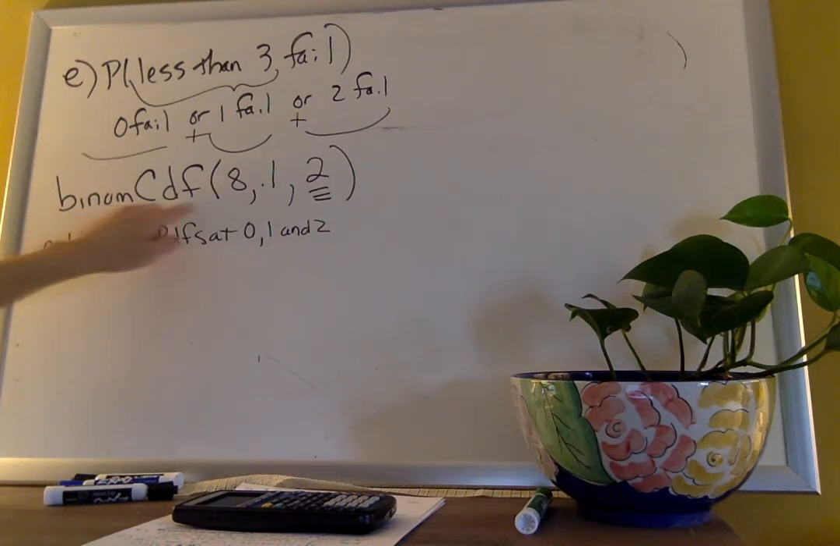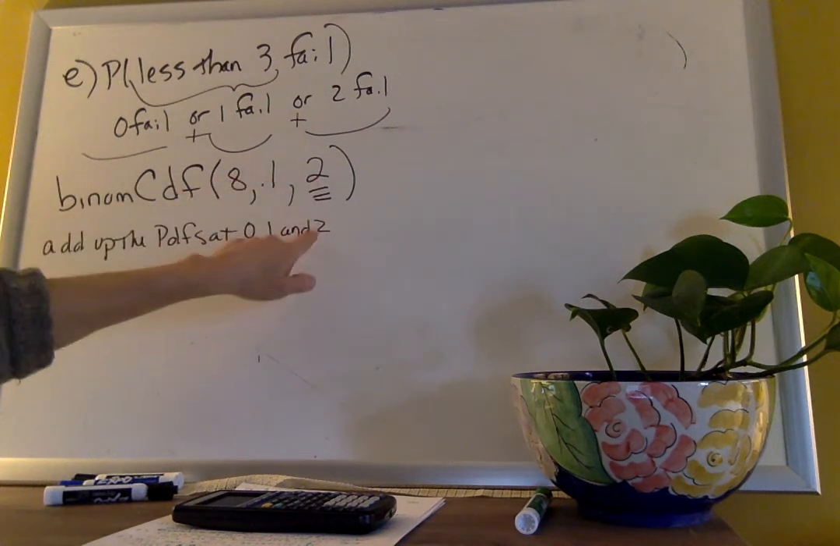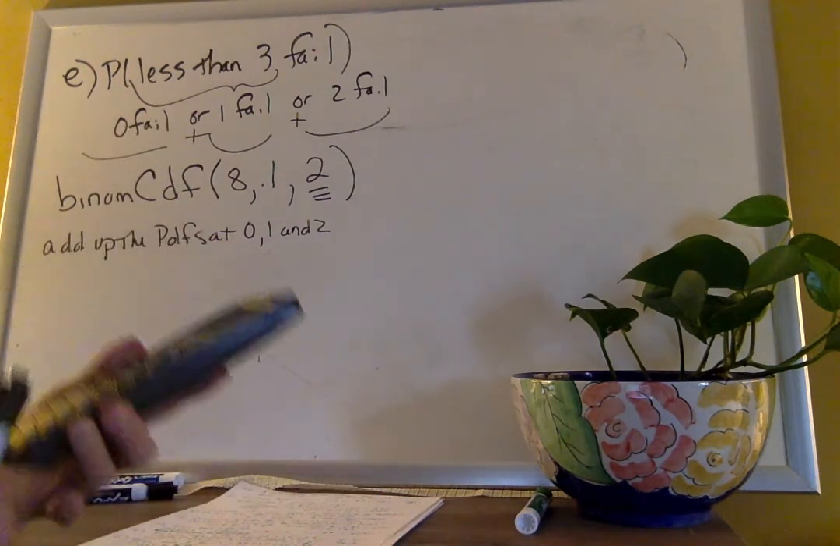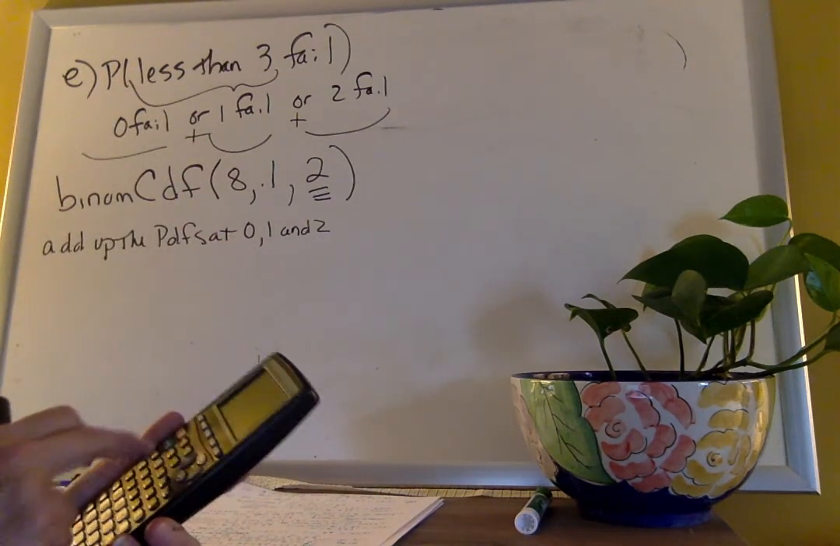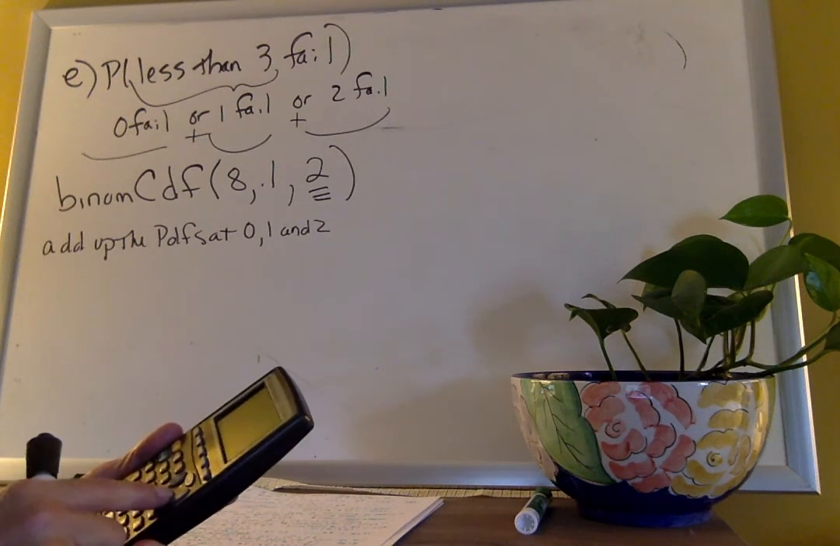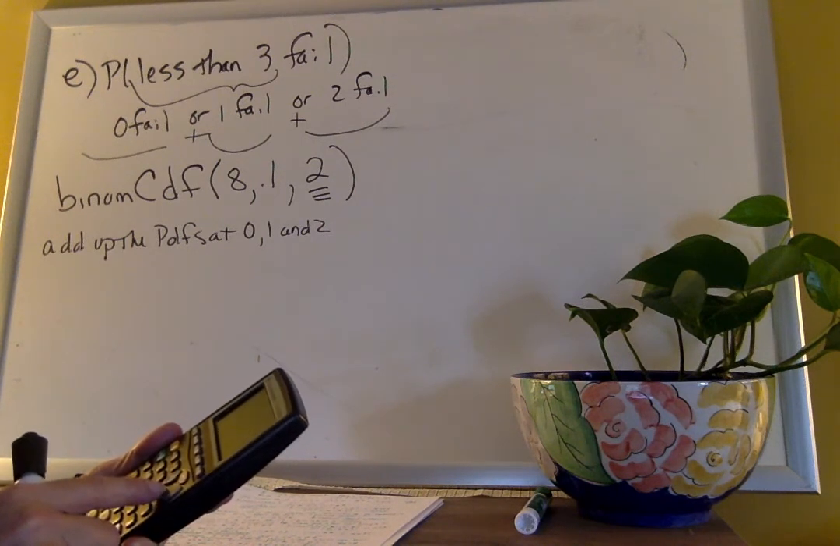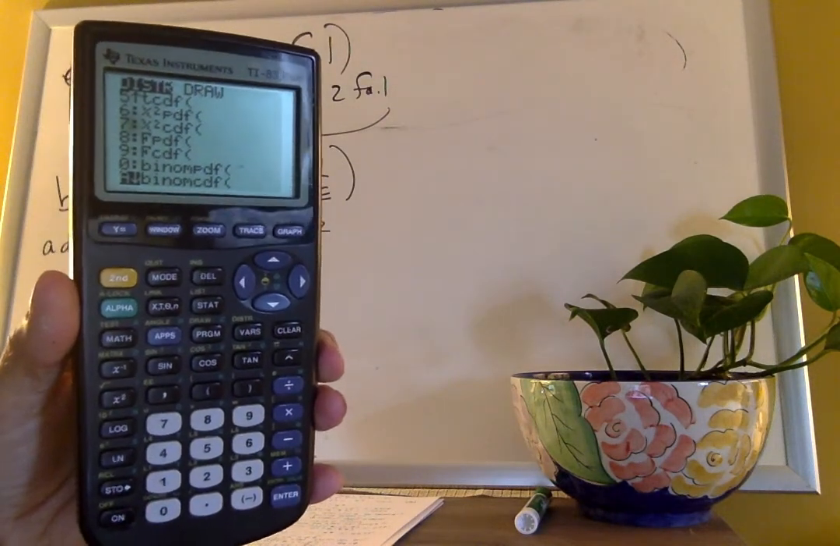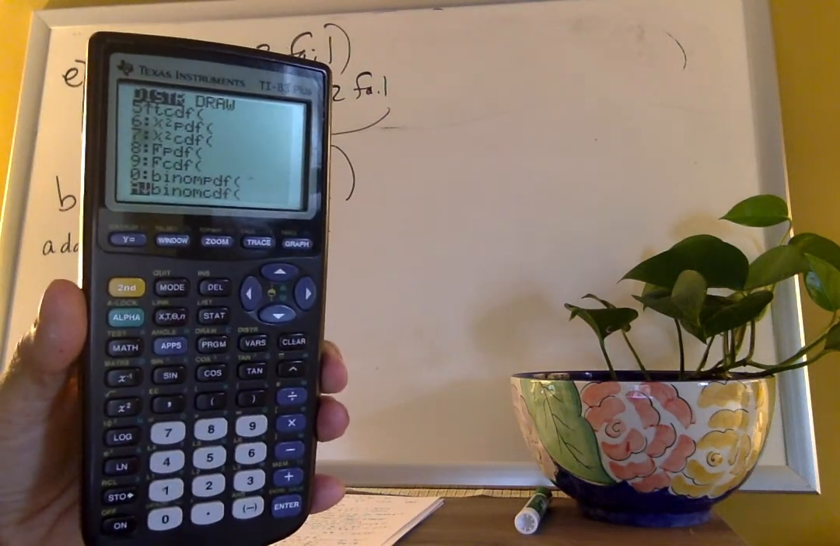By definition, the CDF is going to start at the 2 and then work its way down. That is exactly what I wanted. So you're going to go to the same place. Go to second of vars, it pulls up Distra. Remember how, at least on mine, 0 was PDF? Right below it, you should see CDF, okay?